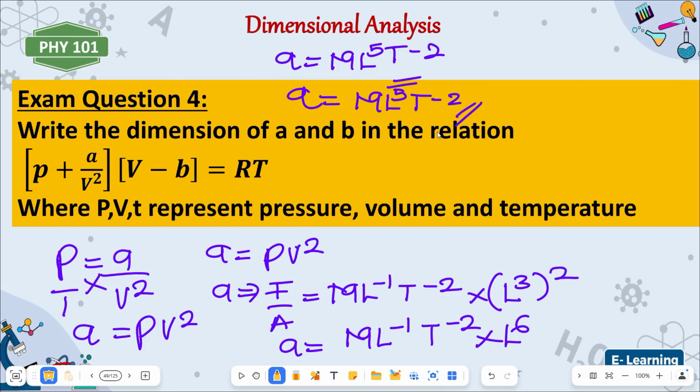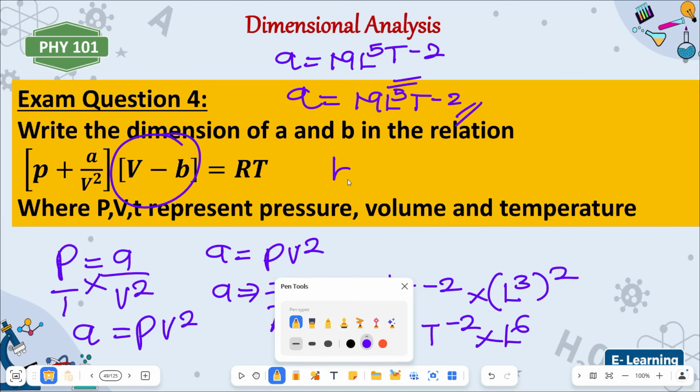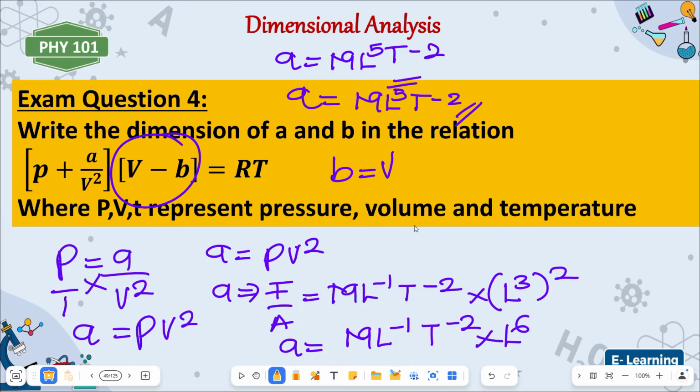Is that okay? Exactly. So let's look at the next one. The next one says B. So V, I told you that before two things can be added and subtracted, it means their dimensions are the same. So before you can subtract B from V, it means V and B have the same dimension. So what that implies is our B is equal to V, and V is volume. So the dimension for B will be L raised to the power of 3. And that is the answer to that question.